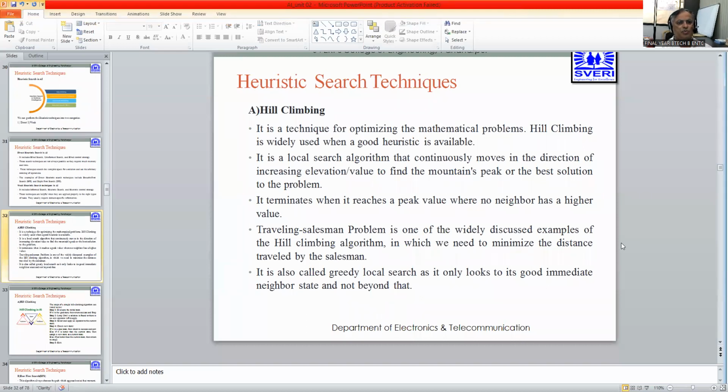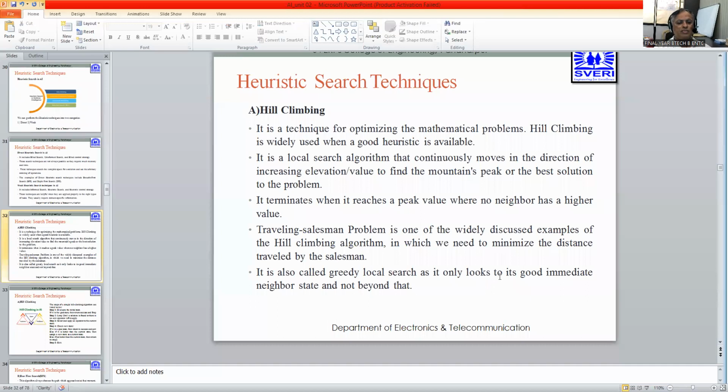The first one is called hill climbing. So we have seen why it is called hill climbing. It terminates when it reaches a peak value where no neighbor has a higher value compared to the node that has been chosen. It is widely used when a good heuristic is available. Why is it called a hill? Because it continuously moves in the direction of increasing elevation or value to find the mountain's peak, or the best solution to the problem. The best example of hill climbing is the traveling salesman's problem.